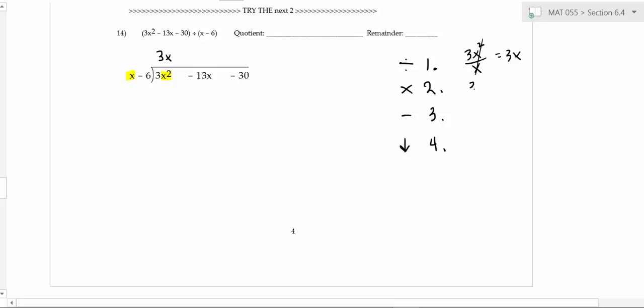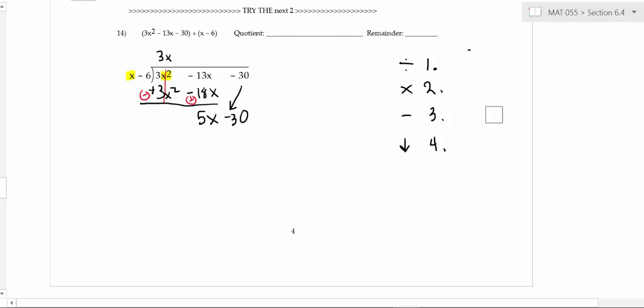Next step is to take the 3x and multiply it by x minus 6. That's your distributive property. So you're going to have plus 3x to the second. Then 3x times negative 6 is negative 18x. I saw a lot of students make that mistake. Now you're ready to subtract. Students a lot of times do better just changing the signs and adding. That first column cancels. It should. Then negative 13 plus 18 is now going to be plus 5x. Then you bring down the minus 30 like that.